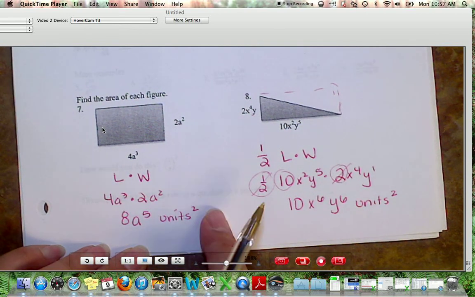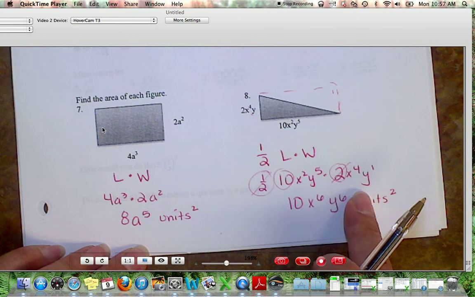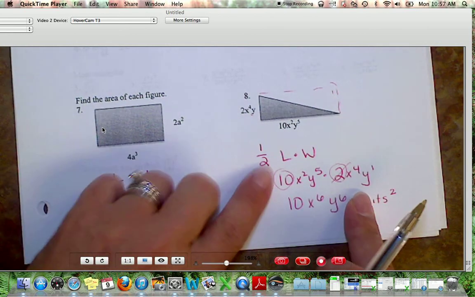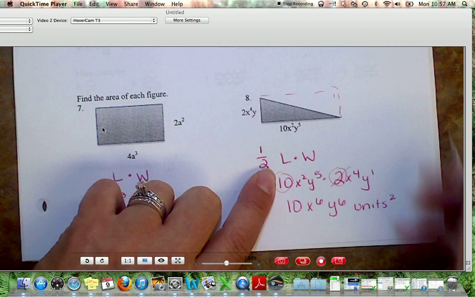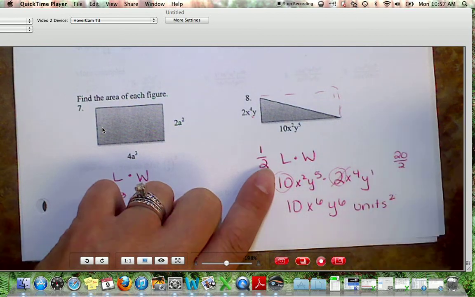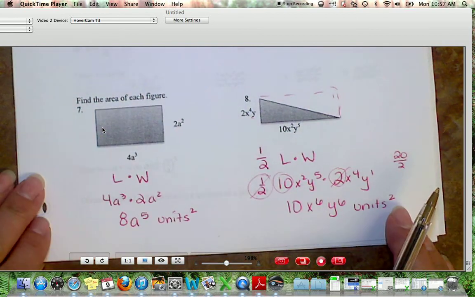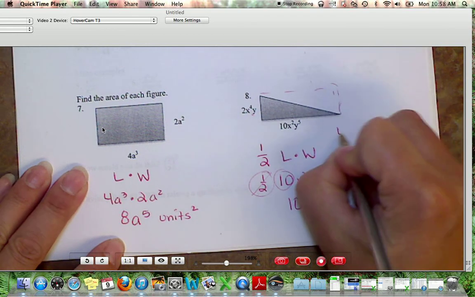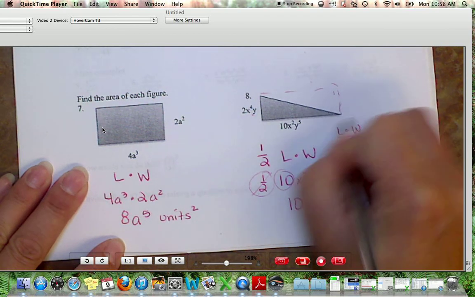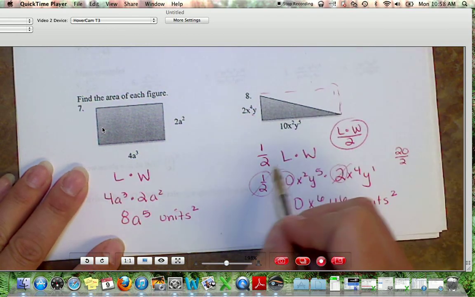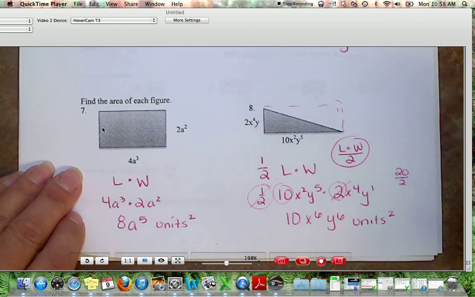So length times width, 1/2 length times width. If you're uncomfortable with that, you can always do 10 times 2 is 20 and put it over 2. There's lots of different ways to think about it. Some people like using the formula length times width over 2. That means exactly the same thing. Whatever you want to do, make you more comfortable.